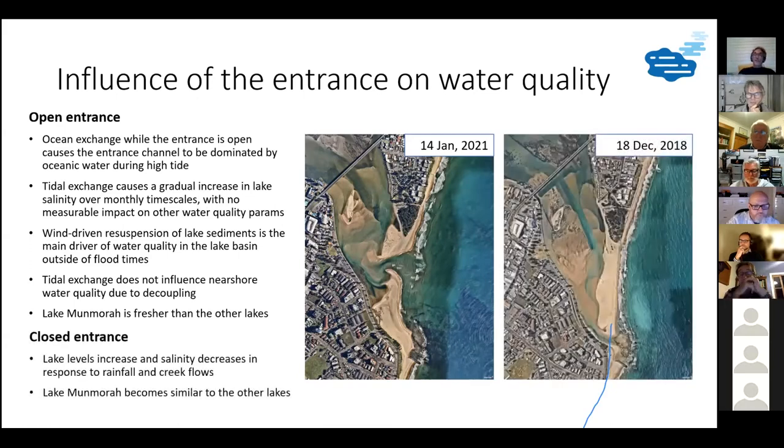During the closed entrance period, what we saw in the data was that lake levels increase and salinity decreases, so the lake becomes fresher in response to just incremental inputs of rainfall and creek flows. And during this period, the conditions in Lake Munmora become very similar to the other lakes.